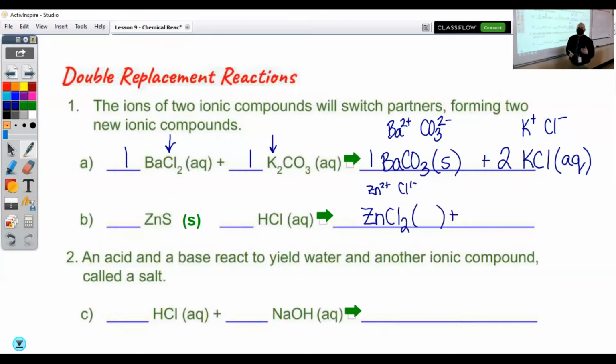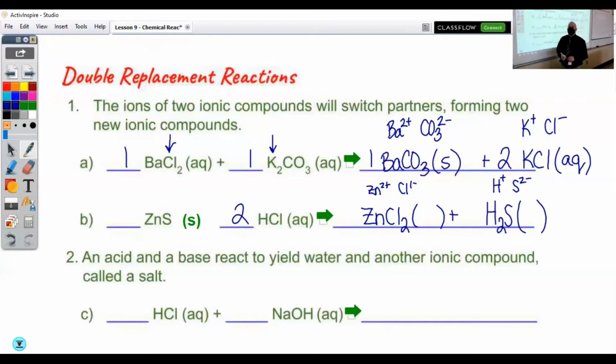Our second product is going to be the combination of hydrogen and sulfide. Hydrogen is +1, sulfide is -2. And when they combine, we will get H2S. Balancing this equation, we have 1 zinc, 1 zinc, 1 sulfur, 1 sulfur, 2 hydrogens, so we need to put a 2 in front of HCl, and then 2 chlorines, 2 chlorines here.